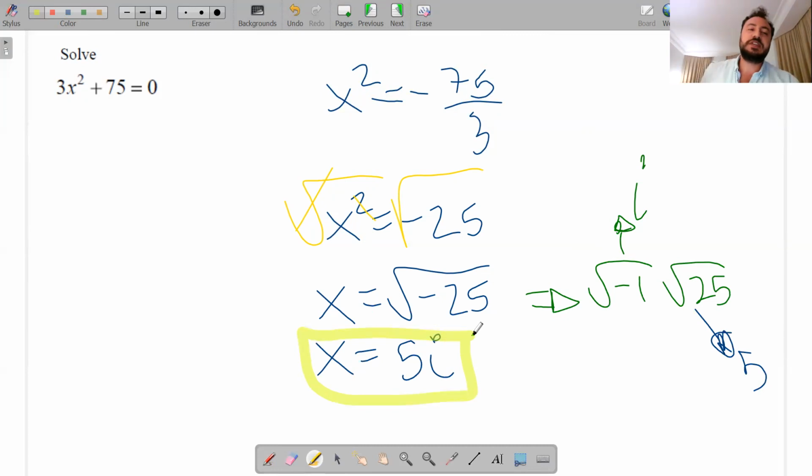So watch out for this case. Most of these cases are going to be multiple choice answers, so you can see if there is an imaginary number involved.